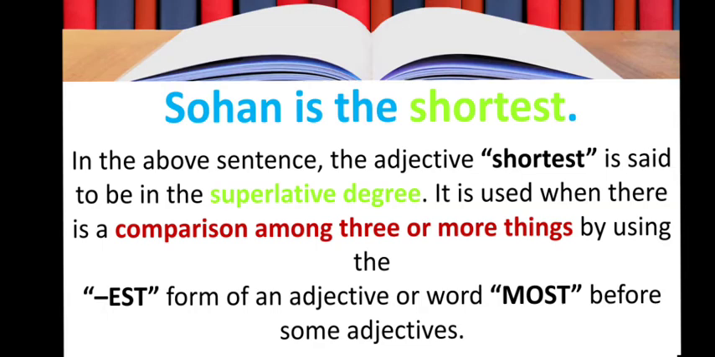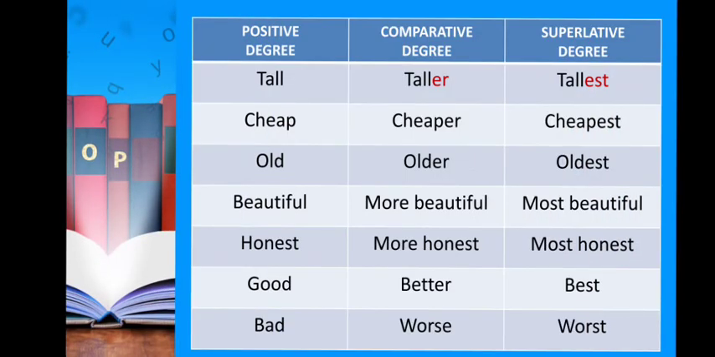Okay, now let's take a look at the table of positive degree, comparative degree and superlative degree of adjective. The first word is tall. Tall is a positive degree, which means it is an adjective. The comparative degree of tall is taller. Here we have put ER. That means it is a comparative degree. And the next one is tallest, which is the superlative degree. Superlative is a comparison among more than two persons, and comparative degree is used when comparing between two persons. And in the positive degree there is no comparison.